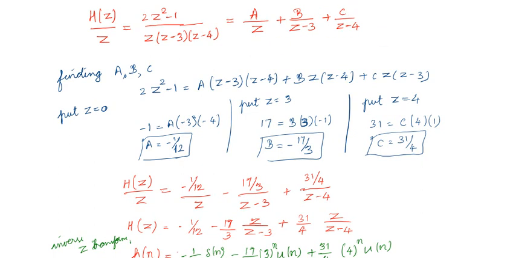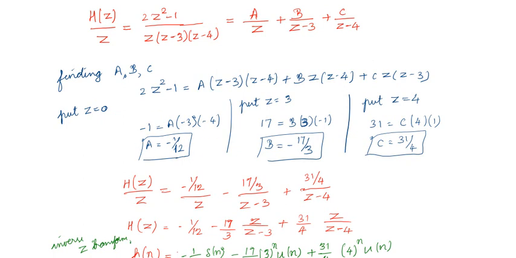Now our objective is to find the constants a, b and c. So the partial fraction I have to write down like this: cross multiply, a into z minus 3 z minus 4 plus b into z minus 4 plus c into z minus 3. To find a, we have to cancel the b and c terms. If we put z equal to 0, b and c terms become 0, only a remains. So 2 into 0 square is 0, minus 1 equals a into minus 3 into minus 4, which is plus 12, so a equals minus 1 by 12.